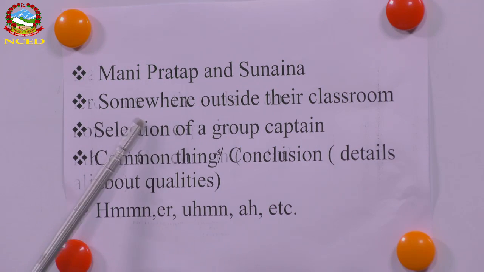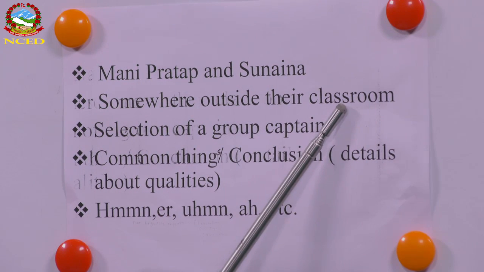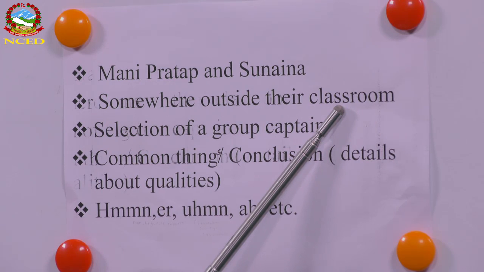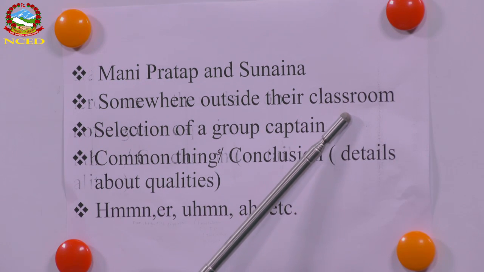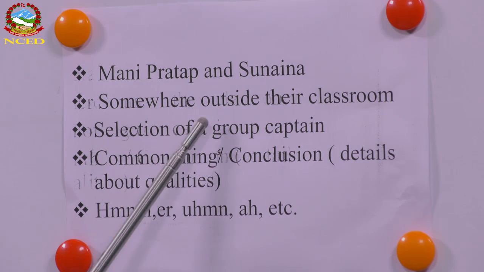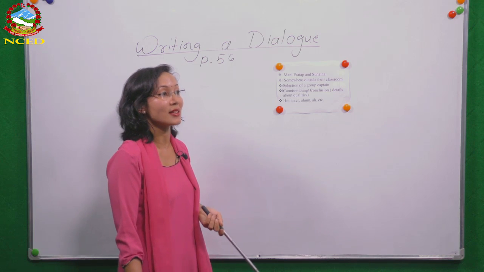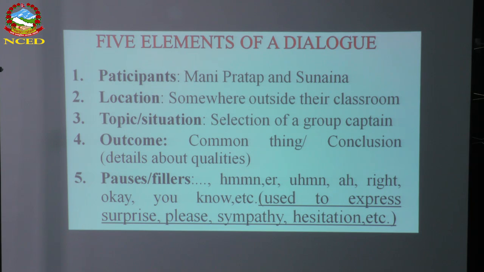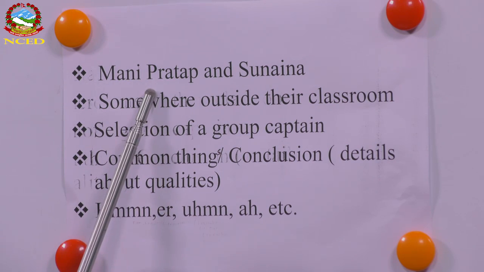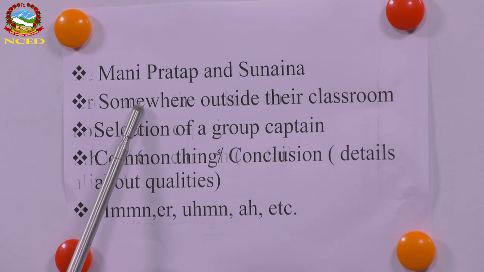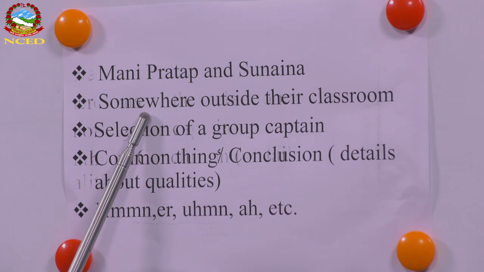And next, somewhere outside their classroom. They are not in the classroom. The participants could be anywhere. Here they are somewhere, that means location. Where are they? They are somewhere outside their classroom. They are not at their school. The second element is location. Is that clear? First element participants, second element location. Is that clear?